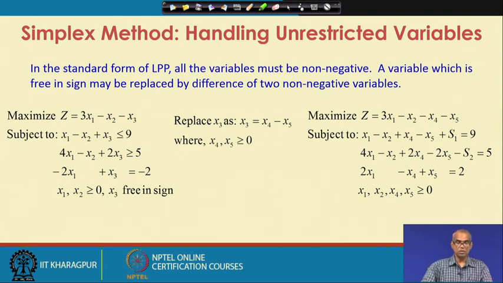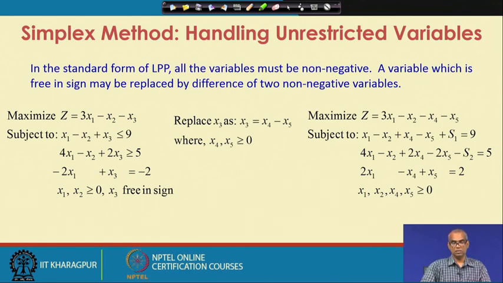So, these variables which are free in sign must be replaced by variables which are only non-negative. We call such variables unrestricted variables. The variables which are free in sign are known as unrestricted variables. So, the way to handle these unrestricted variables or free variables is to express them as a difference of two non-negative variables.